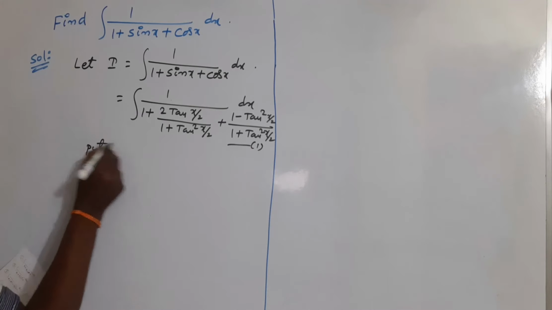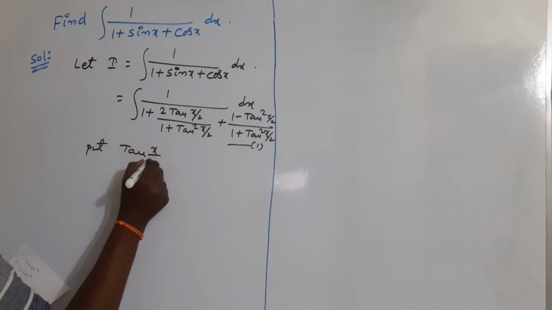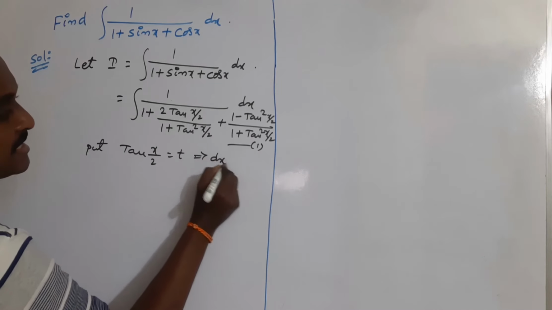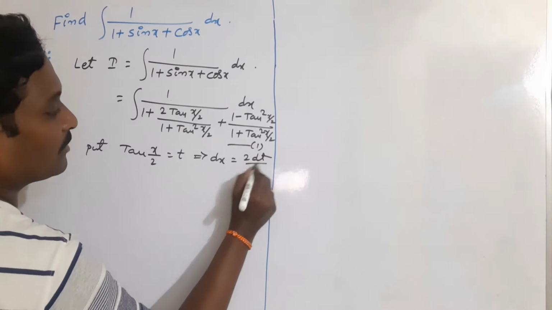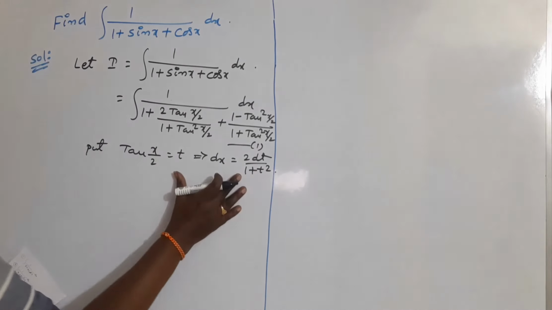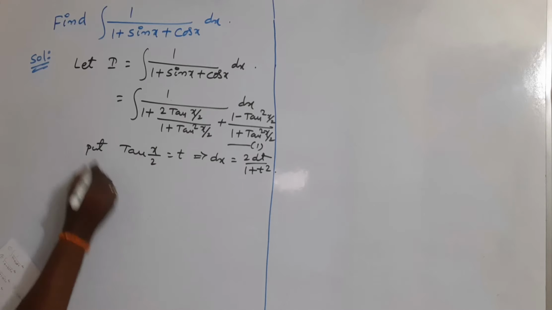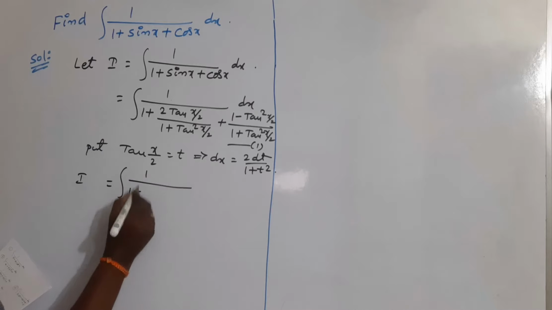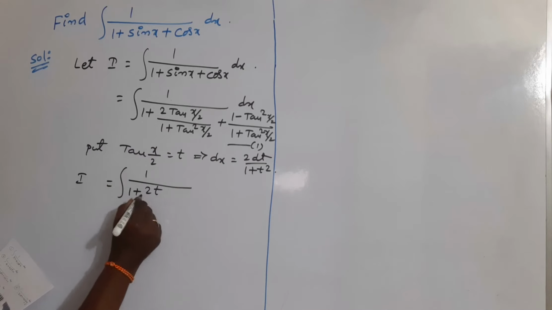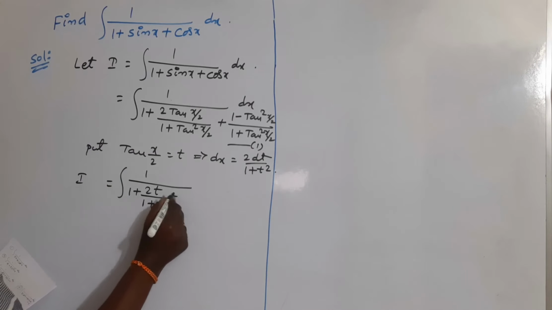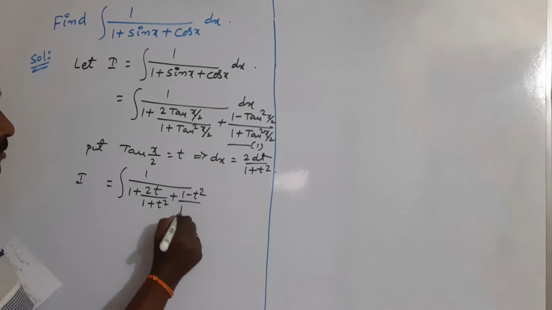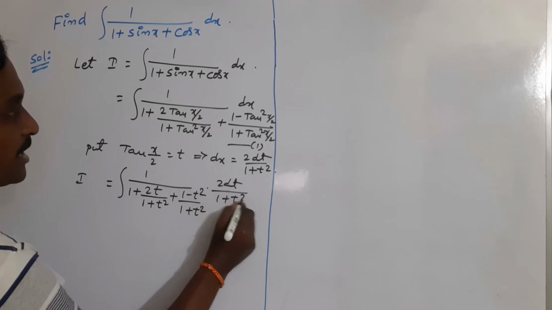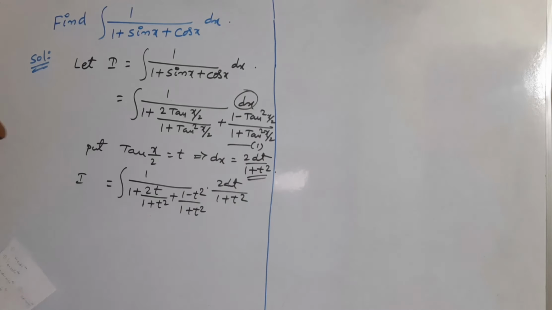Now put tan x by 2 is equal to t. So automatically you will get the value of dx is equal to 2 dt by 1 plus t square. So replace all these values in the above. So I becomes integration of 1 by 1 plus 2t by 1 plus t square plus 1 minus t square by 1 plus t square, into 2 dt by 1 plus t square, because the value of dx is 2 dt by 1 plus t square.